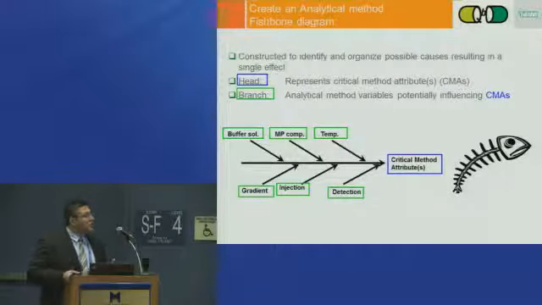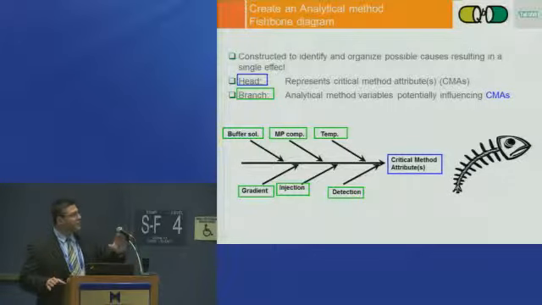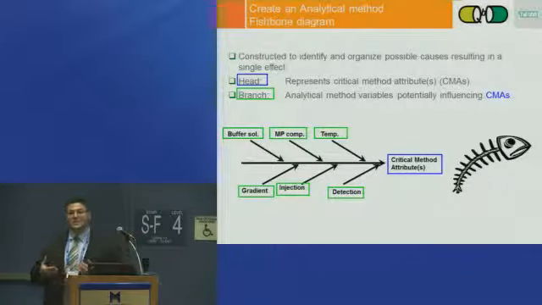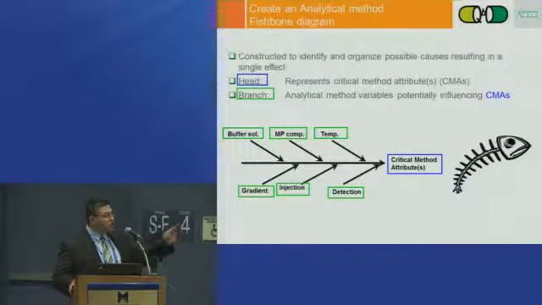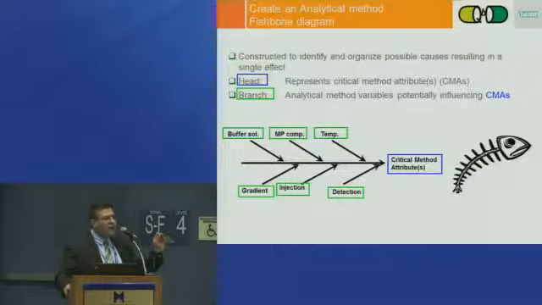Then what you want to do is construct a fishbone diagram. At the head of the fishbone are your critical method attributes, sometimes called CMAs. On the left-hand side, which are the causes, these are basically the bones. This is an example from HPLC: you have a buffer solution, mobile phase composition, temperature, gradient, injection, and detection. There's no right or wrong way to do these fishbones. The only thing you need to consider is the causes go on the left and the effects always go on the right. So if you change something on the left-hand side, how can it impact something at the head of the fishbone?